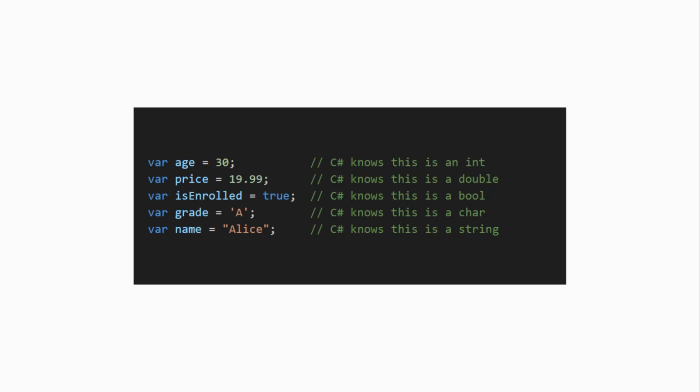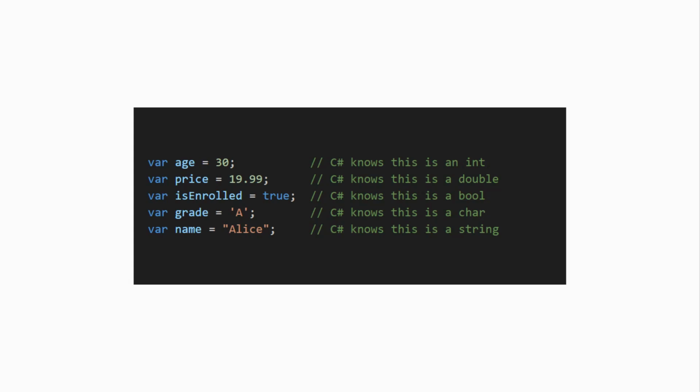Using the var keyword instead of declaring a data type allows the program to figure out the variable's type based on the value you assign to it. For example, if you write var age equals 30, C# understands that age should be an integer because 30 is a whole number. The same goes for other types.